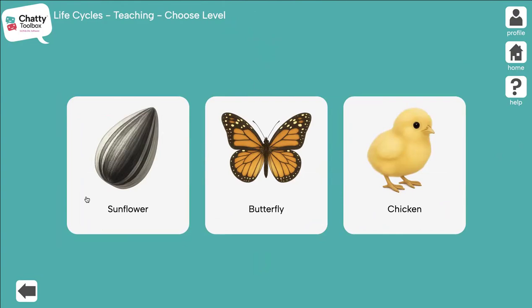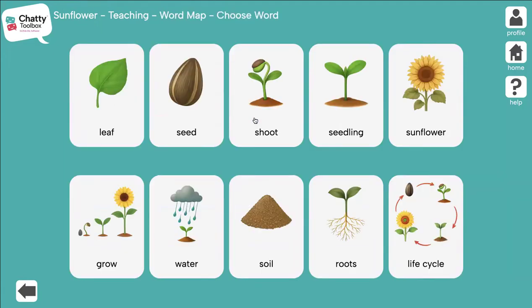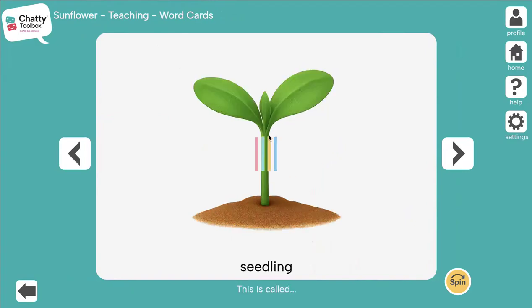Then we've got life cycles, and we cover 3 different life cycles. I know schools might cover different ones than these, but we sort of went with the ones that seem to most often get chosen. Although I appreciate we haven't got frogs and tadpoles here. Let's have a look at sunflower. Again, look at all the vocabulary we're covering here. Got all your pictures ready made for you. And you can be using those to teach the children in class.